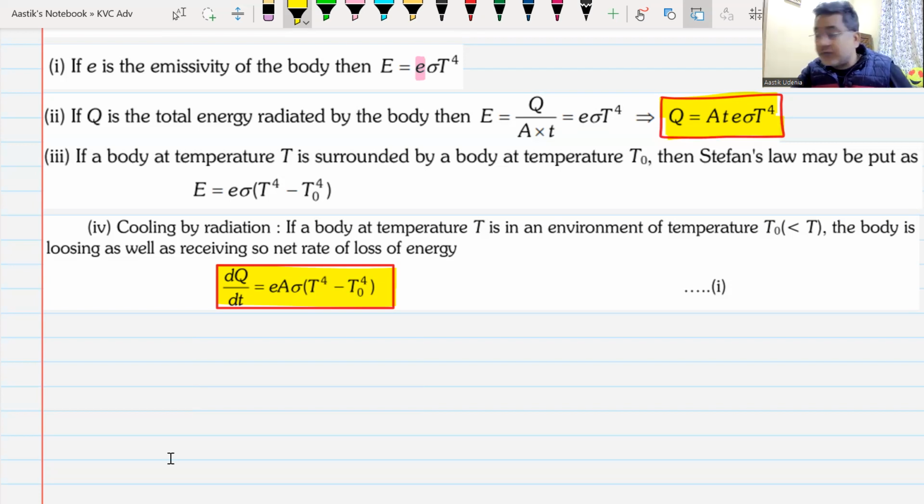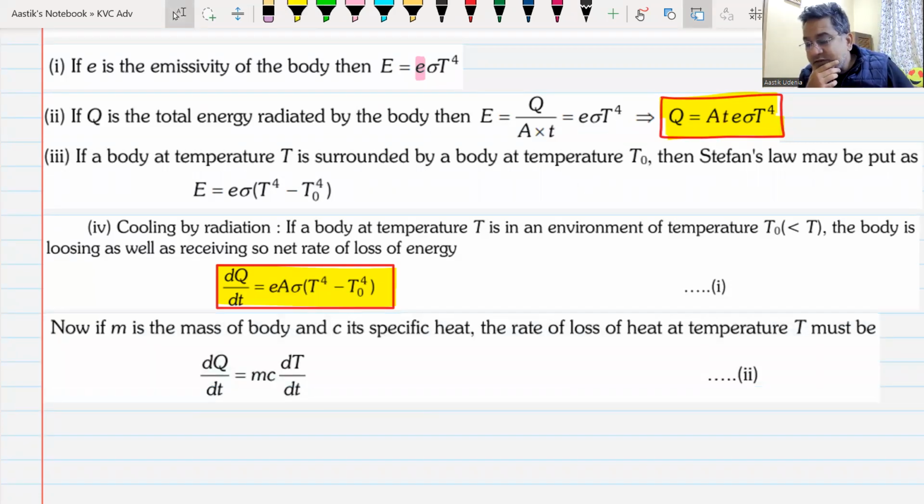Now, if I go back to that first thing, calorimetry, this dQ by dt will be mc, or m capital C, specific heat capacity, d theta by dt. Yes or no? Yes, sir. mc delta theta. Do you remember? Yes, sir. Now, from both the equations, what you can determine is the rate of fall of temperature, which is known as the rate of cooling. So now you can have this rate of cooling coming in.